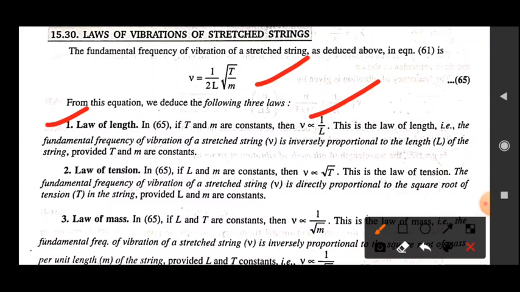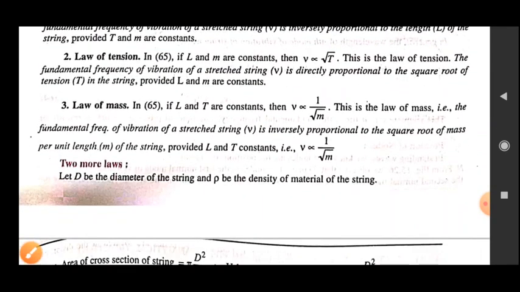So when L and m are both constant, meaning the length is constant and the mass per unit length is constant, but we change the tension in the string, then the greater the tension, the greater the frequency. And the third one is the law of mass. We can see here the frequency is inversely proportional to the root of the mass per unit length, meaning the greater the mass per unit length, the less the frequency.